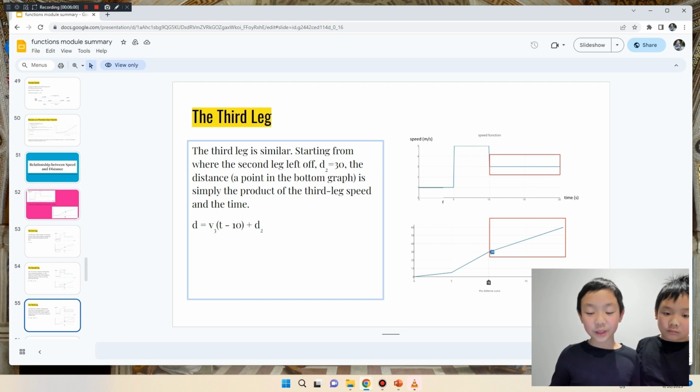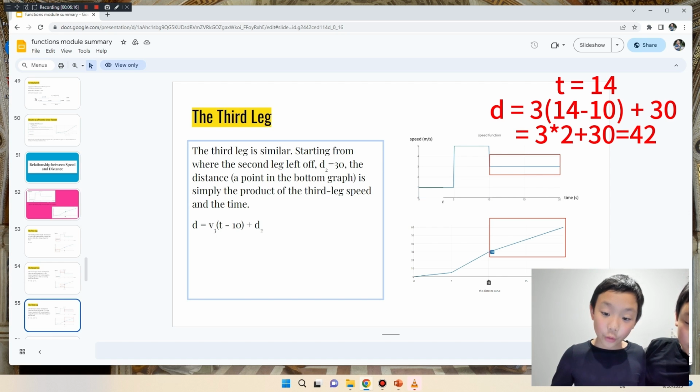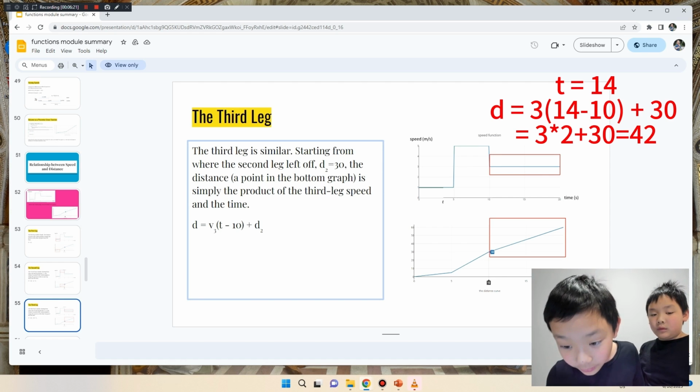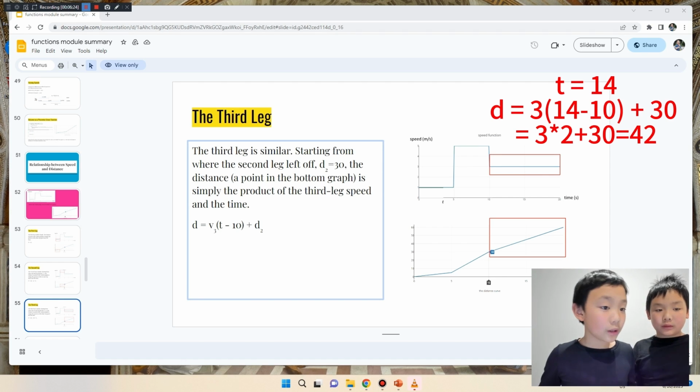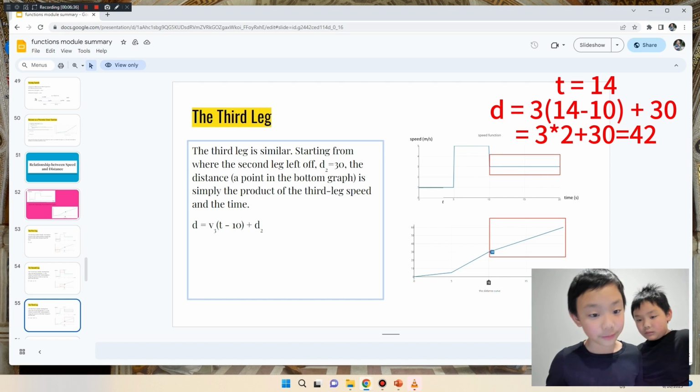Let's plug in some numbers so you can see. Let's say t is 14. And the velocity is 3 meters per second, as you can see on the speed graph. So 14 minus 10 is 4. And then 4 times 3 is 12. And 12 plus 30 is 42. So when the time equal to 14, the distance should be 42, which is somewhere here.